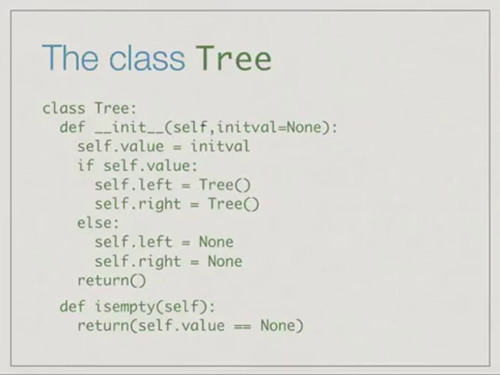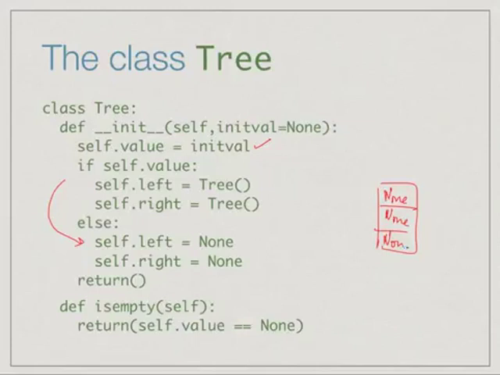So here is the basic class Tree. As before, we have an init function which takes an initial value, which is by default none. The init function works as follows. We first set the value to be the init value, which could be none. If there is a value, then we create a tree with one node, in which case we have to create these empty nodes. So maybe it's better to look at the other case first. If we don't give a value, then we end up with a tree which just says none, none, none. So this is our empty tree.